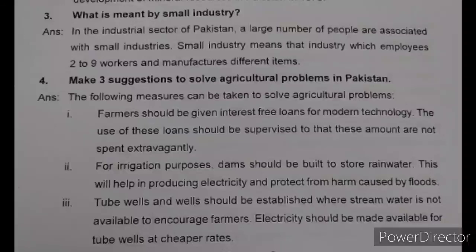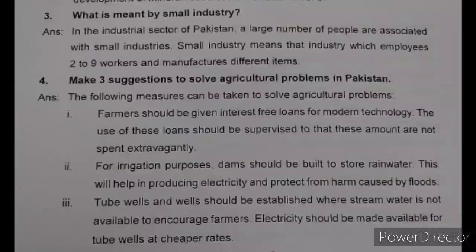But the question is how to cope up all these problems, and what are the suggestions to solve the agricultural problems in Pakistan, and the following measures can be taken to solve the agricultural problems. Number 1, farmers should be given interest-free loan for modern technology. The use of these loans should be supervised so that these amounts are not spent extravagantly.